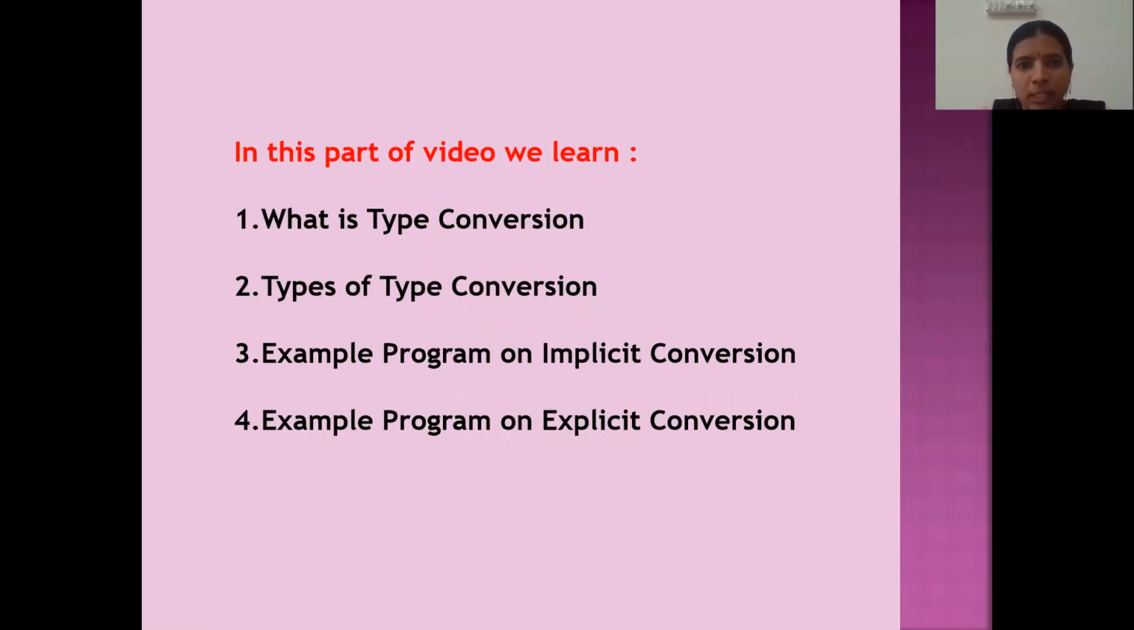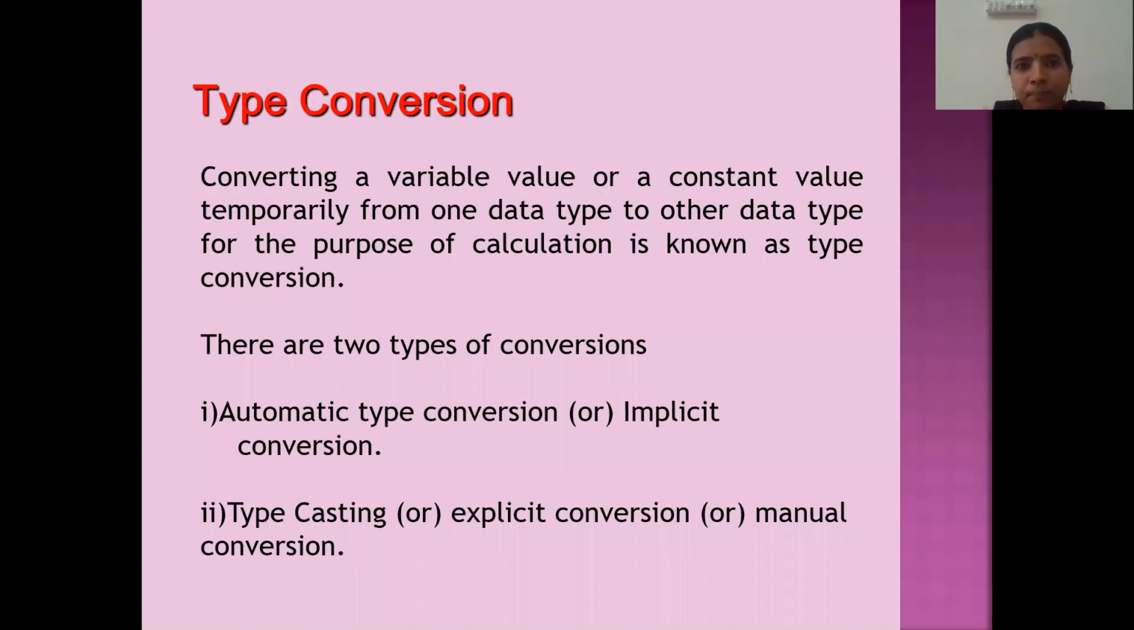So what we are going to learn, we are going to see what is type conversion, types, examples of implicit and explicit conversions. So shall we start? What is type conversion? Converting a variable or a value or a constant temporarily from one data type to another data type for the purpose of calculations or expression evaluation is known as conversion. Exactly. Conversion is the process of changing one type to another type.